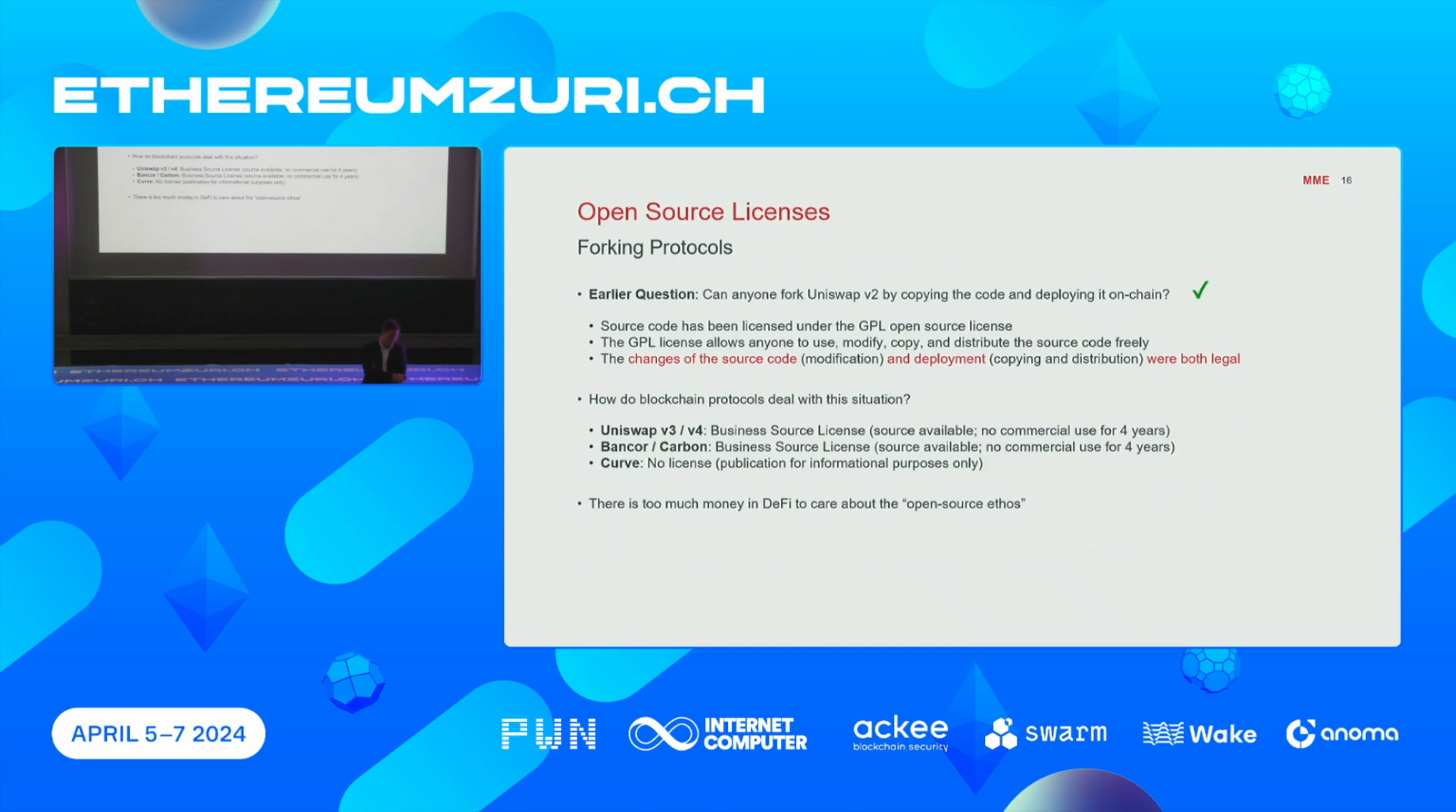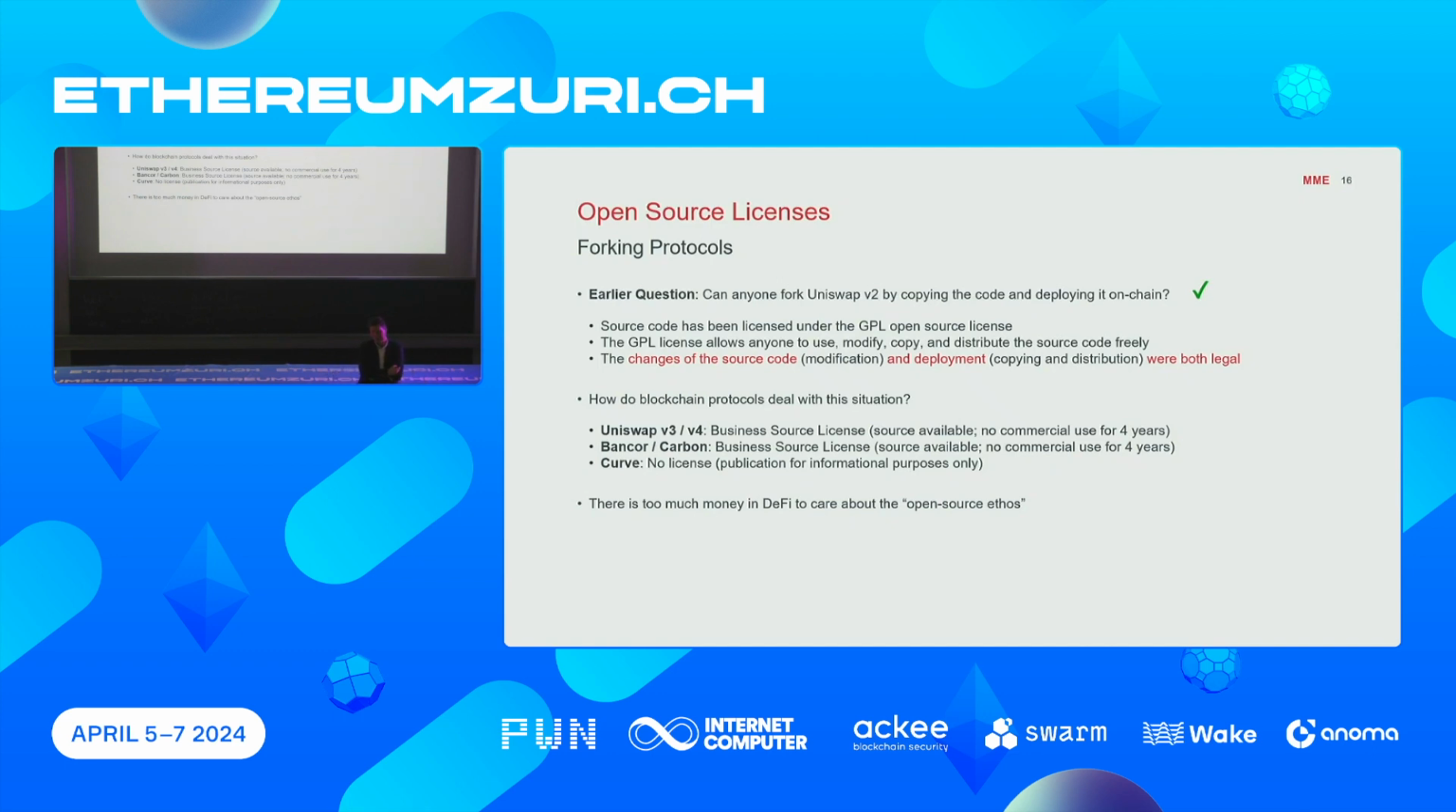Now, let's come back to our topic, forking protocols. The question is, can anybody take Uniswap v2 and just fork it and create a copy? As a matter of fact, yes, because the source code was licensed under the GPL open source license. Now remember, what did SushiSwap do? They took it, they changed it, so making changes, modification. They redistributed it by deploying it. Both of that is allowed under the GPL license. What they would have to do, and I didn't check that, is actually open source their contributions under the GPL license as well. I'm not sure if they did that, but in principle, it's not a copyright violation. So everybody is happy.